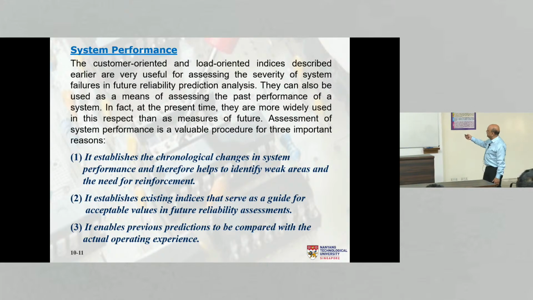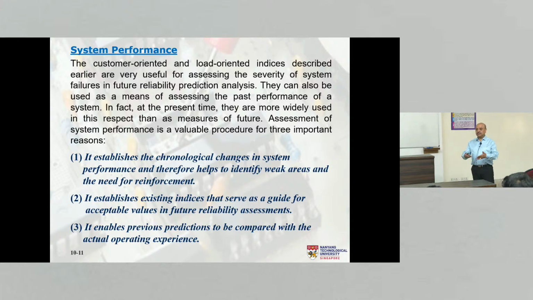So why it is being done based on the current system is it establishes the chronological changes in system performance and therefore helps to identify weak areas. You want to do it so that you know which part of the system is more prone to failures, so I can put more reinforcement there. It establishes existing indices that serve as a guide for acceptable values for future systems. If you don't have anything to go by, how will you plan the reliability in the future? So at least now you have a guide.